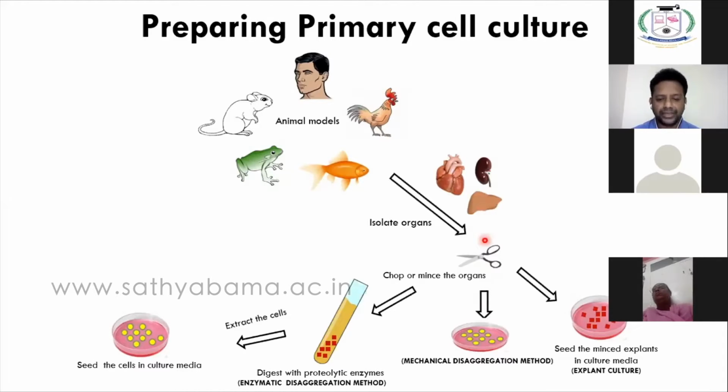The other method is enzymatic disaggregation, where you use pronase, trypsin, or collagenase to digest the tissue, and then you get the cells directly. In both the mechanical and enzymatic disaggregation methods, you get the cells directly from the tissues, whereas in the explant method you seed the tissues, so the cells come out a bit slowly. In the explant method, you first get the explants, and from those explants the cells start coming out slowly.